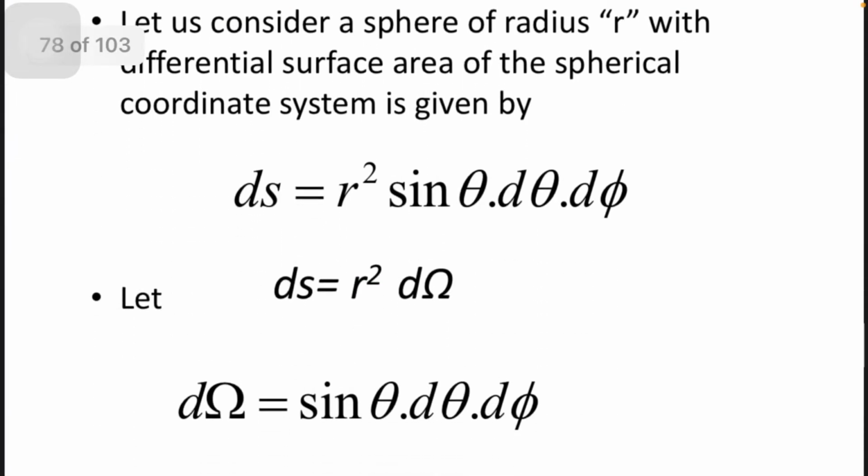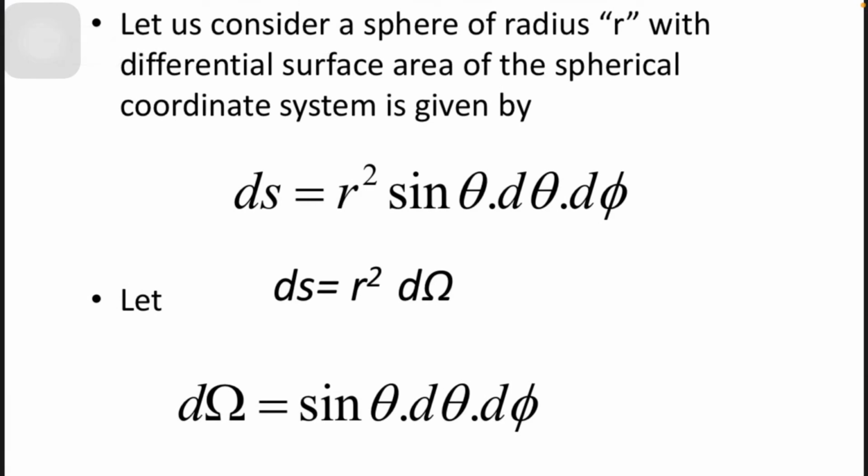Let us consider a sphere of radius r. The differential surface area in the spherical coordinate system is given by ds equals r squared sin theta d theta d phi. Let ds equal r squared d omega, then d omega equals sin theta d theta d phi.